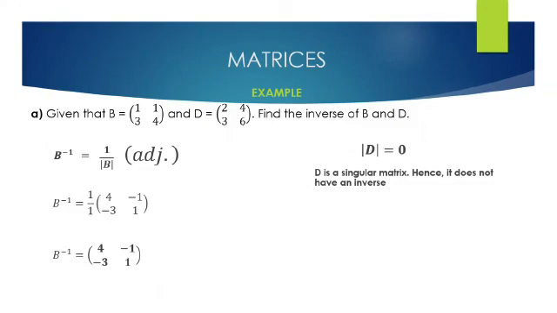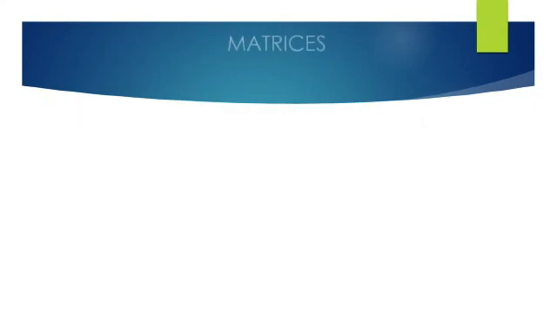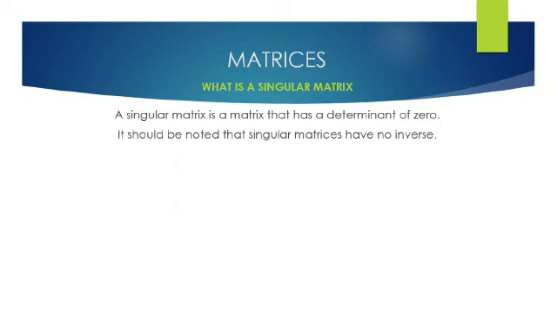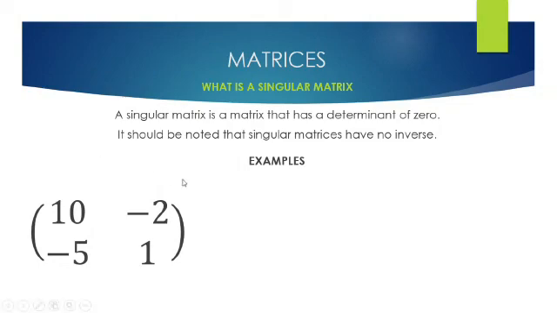Matrices that don't have an inverse are called singular matrices. As we earlier described, a singular matrix is a matrix that has a determinant of 0. And as you may have seen, singular matrices have no inverse. Some more examples apart from the matrix D that we had is this matrix. If we multiply 10 and 1, we'll have 10. And if we multiply minus 5 and minus 2, we'll have 10. So 10 minus 10 gives us 0. Hence, this matrix is a singular matrix. And hence, it will have no what? Inverse. Yeah.